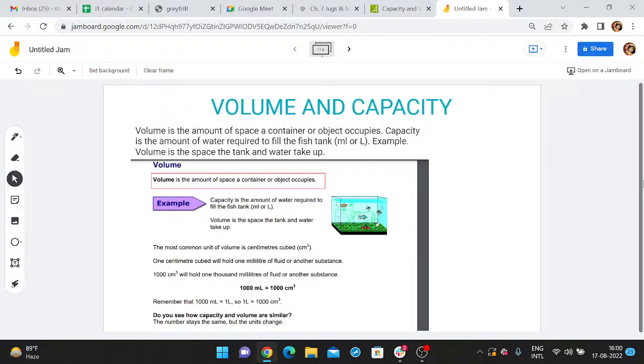Good evening, everybody. So, today we are going to learn about the chapter in maths, which is volume and capacity. All of you must have heard about these two terms, volume and capacity. We keep using these two terms in our daily life. Can anybody tell me where in their life they have used this word volume? Have you ever used the word volume?